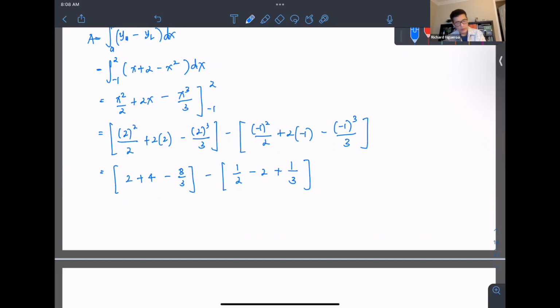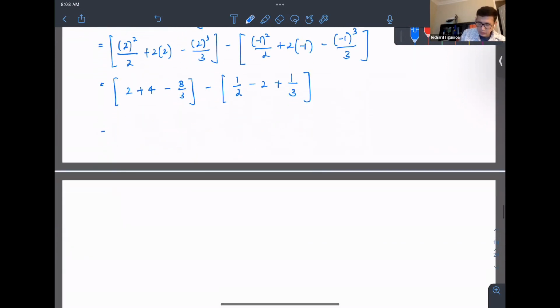Okay, so 2 squared is 4, divided by 2, it's 2. So 2 times 2, it's 4. Minus 8 over 3, so minus -1 squared is 1/2. So 2 times -1 is -2. So minus -1 raised to 3 is -1 times negative, it's +1 all over 3.